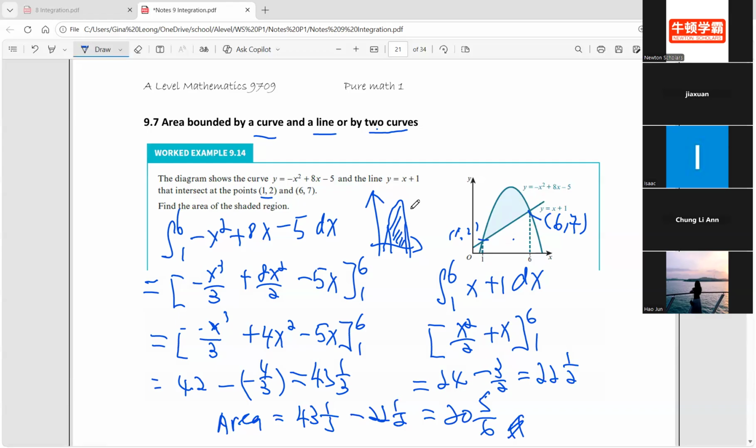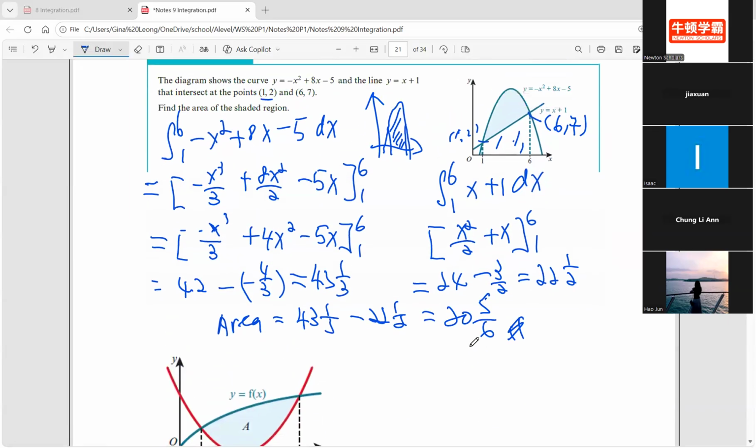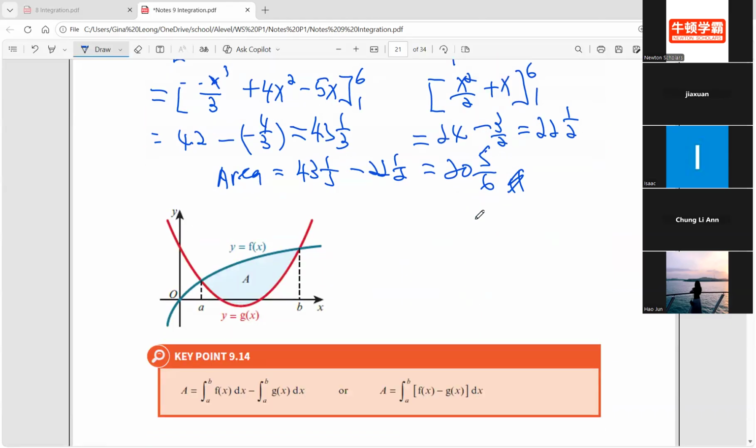Because I know that when I do the integration, no matter that is the curve or the straight line, actually I will get the area at the bottom of the curve or the line. So meaning that if I integrate x plus 1, I will get this part. Then I use this one minus the bottom here, I will get the final answer. Okay, so this is the final answer lah.